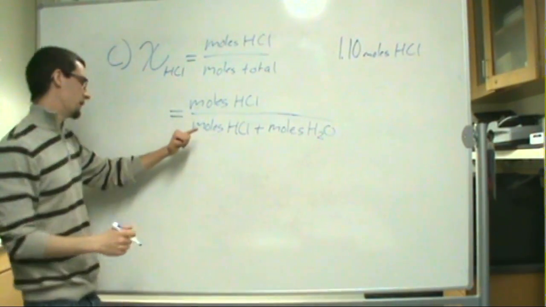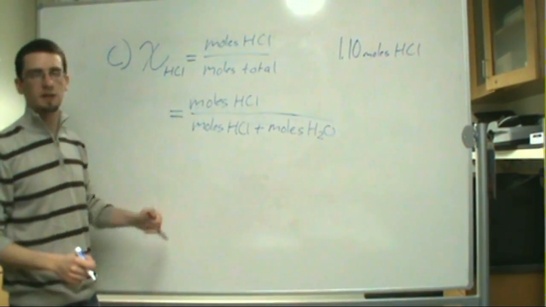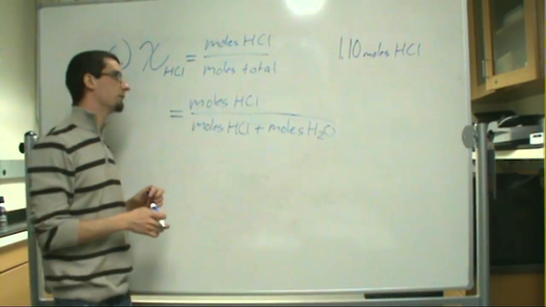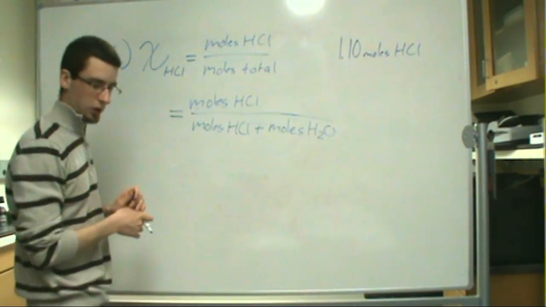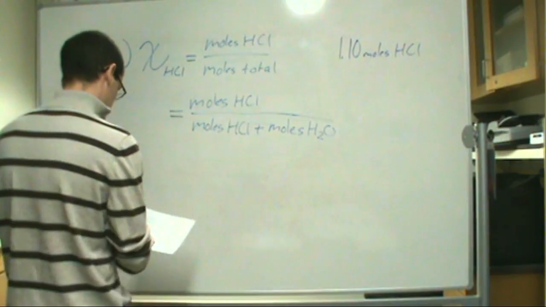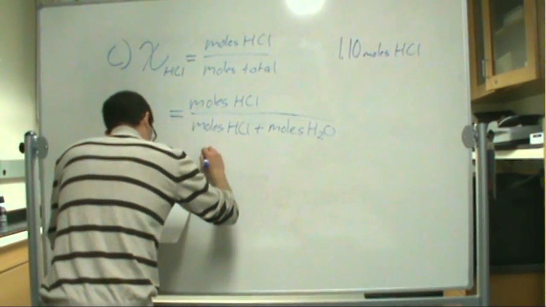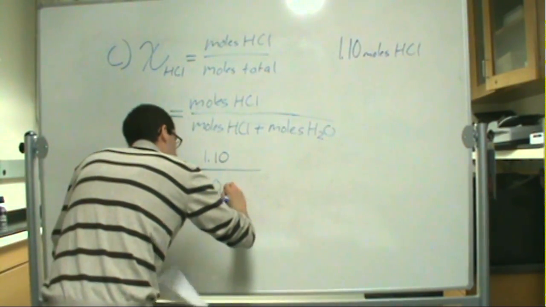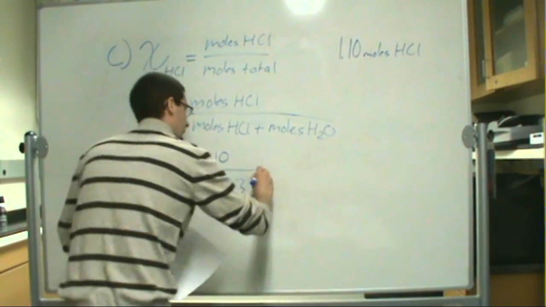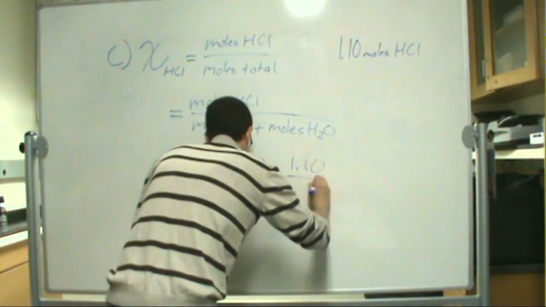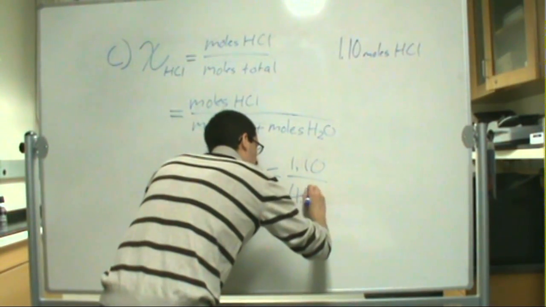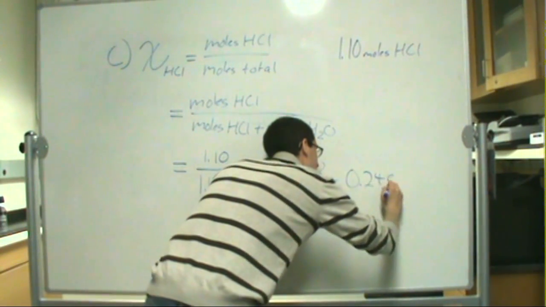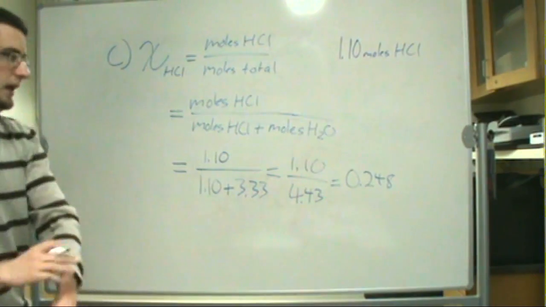Now some students are tempted to just cross out the moles of HCl, but that's incorrect. That's not how it works. Due to order of operations, we cannot do that. So, all we have to do is plug and solve. So, we previously determined these values, 1.10 moles of HCl, 0.10 plus 3.33 moles of water. This ends up being 1.10 divided by 4.43, which equals 0.248.